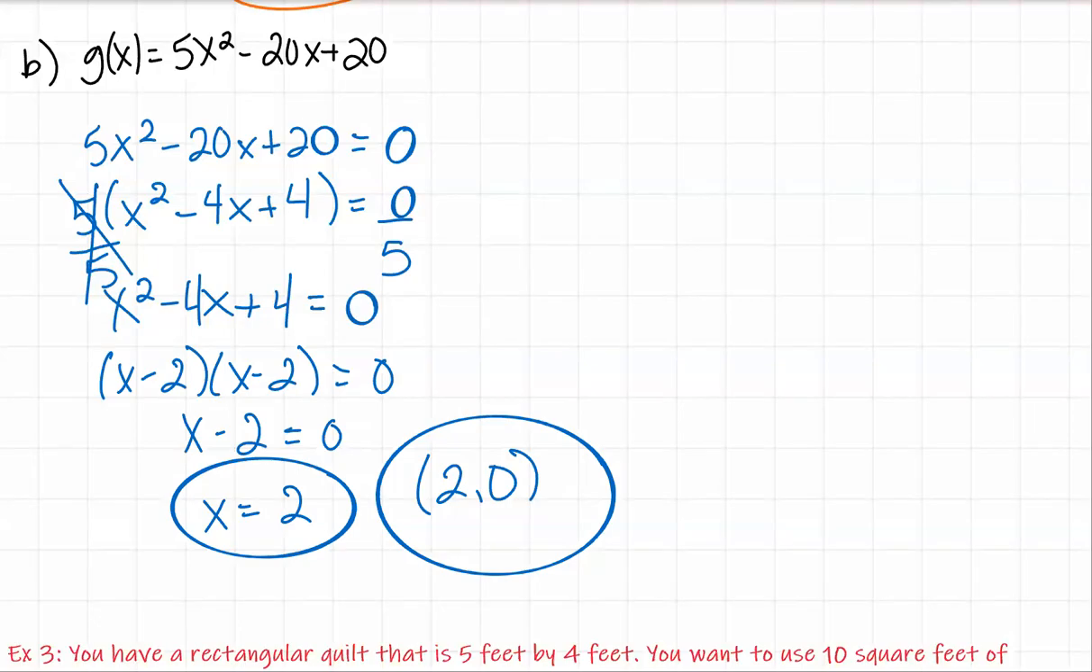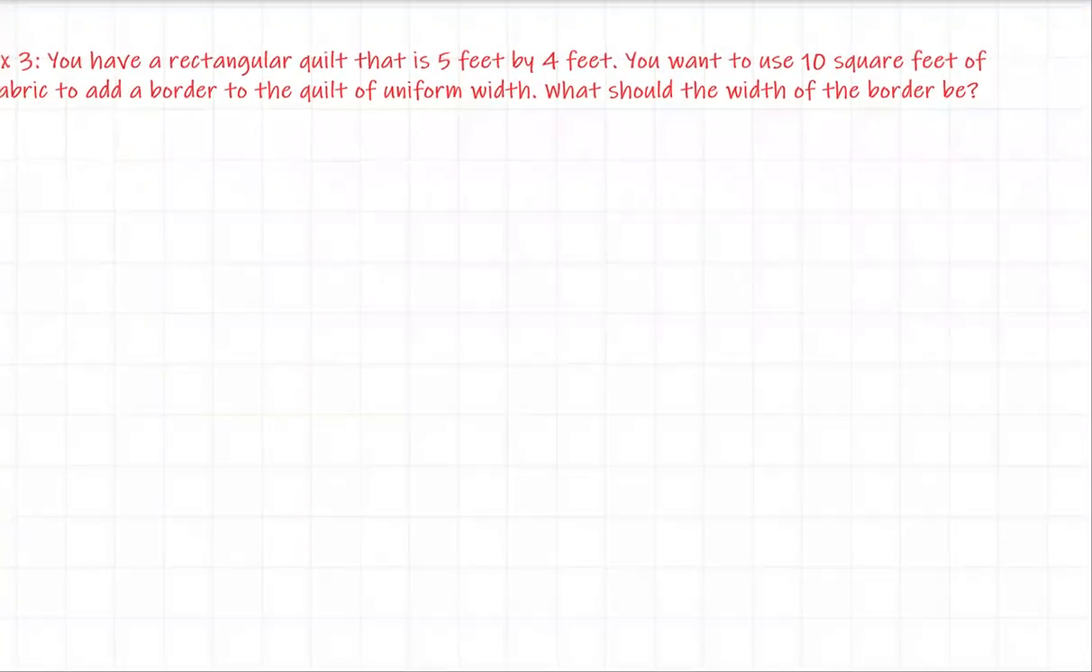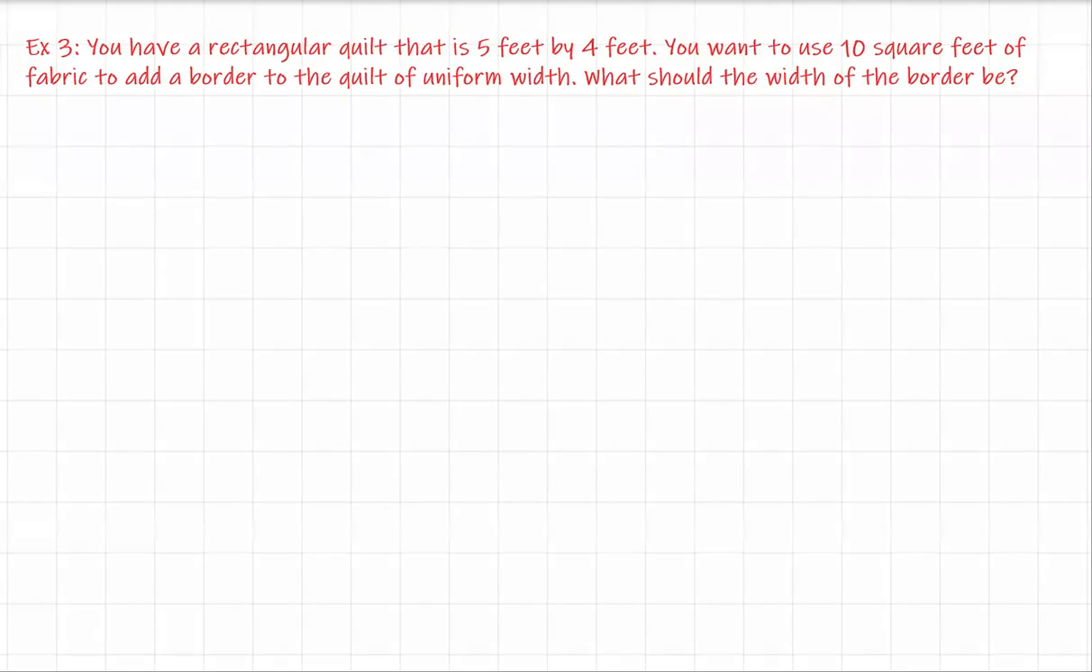Let's do a word problem to finish off this section. You have a rectangular quilt that is 5 feet by 4 feet. You want to use 10 square feet of fabric to add a border to the quilt, and it's going to be of uniform width. When we say uniform, that just means same, so all around the quilt, it's the same width. What should the width of the border be?